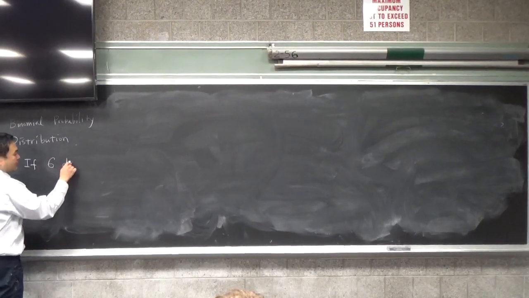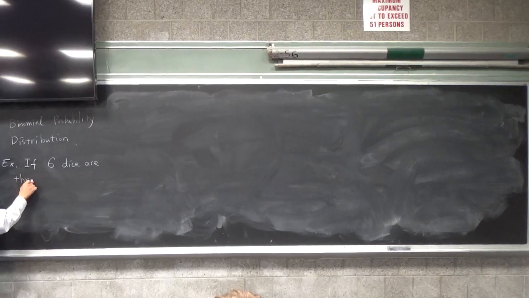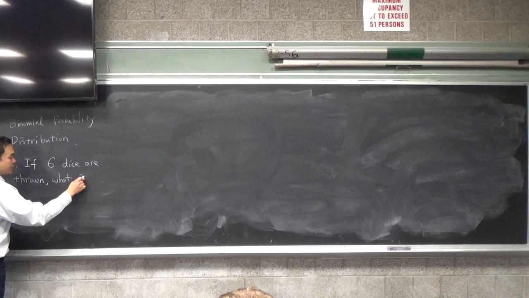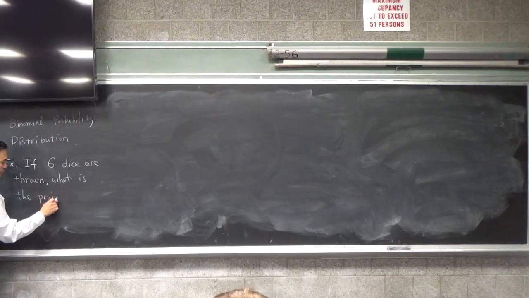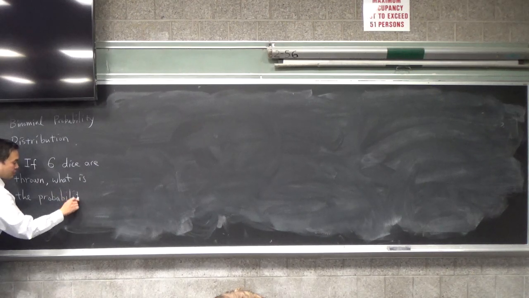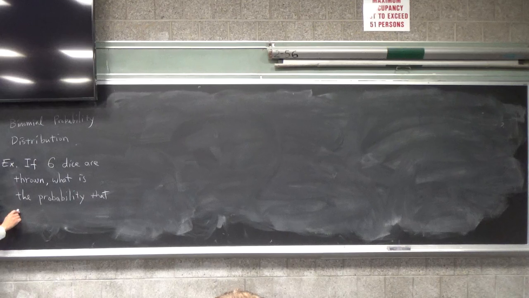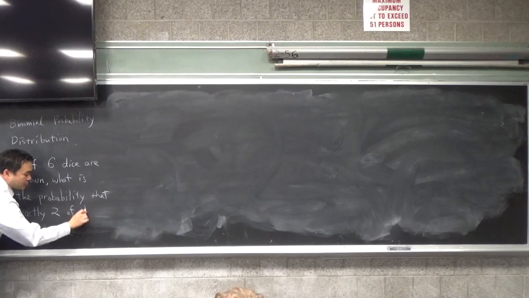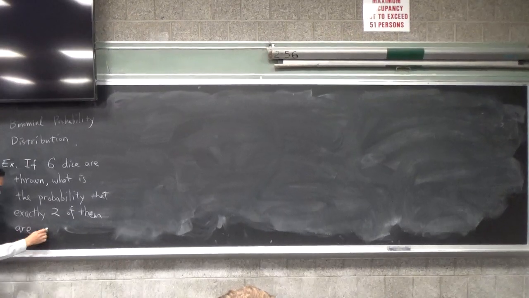If 6 dice are thrown, what is the probability that exactly 2 of them are 6?